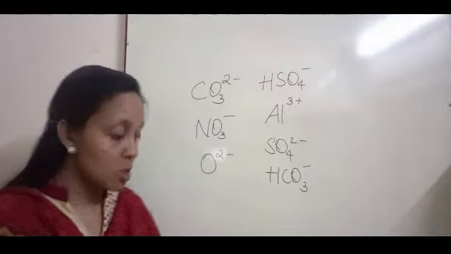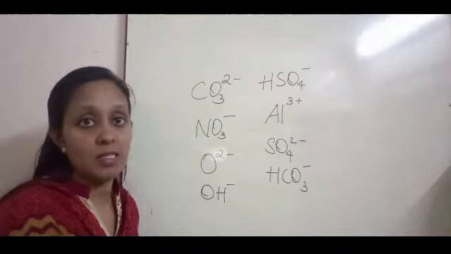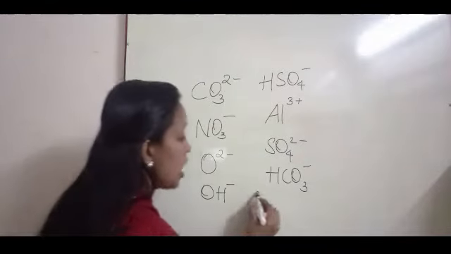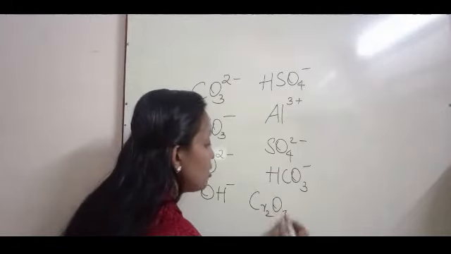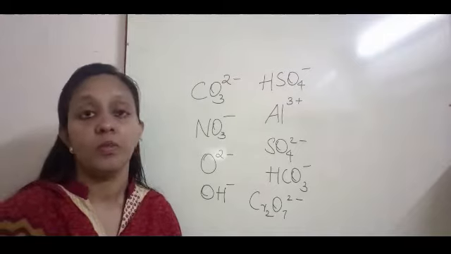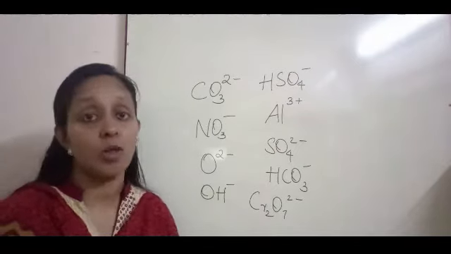Now moving on to the next one, it's OH minus, hydroxide. The answer is hydroxide. The next one is Cr2O7 2 minus. This is dichromate radical. Which is this radical, children? Dichromate radical. So hope you got the answers for all these questions.